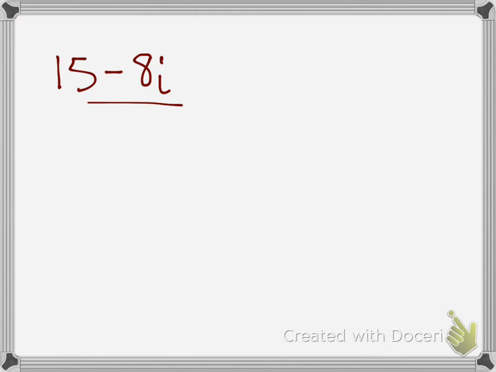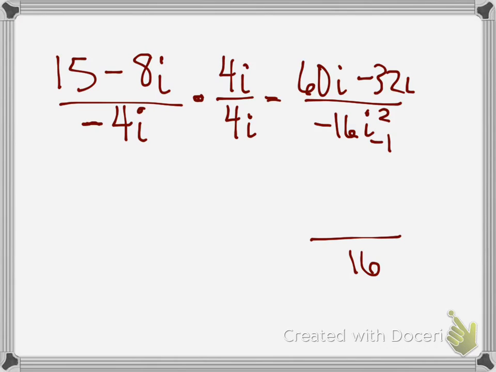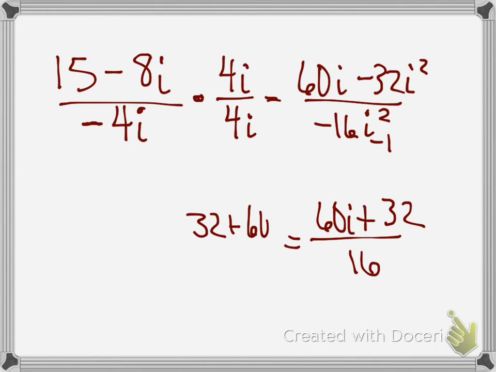So I've got 15 minus 8i over 4i, and I'm going to multiply by a negative 4i. Negative 4i times 4i is negative 16i squared. i squared is negative 1, so I get a positive 16. Okay, then negative 4 times 15 is negative 60i, and negative 4i times negative 8i would be positive 32i squared, which will become negative 32. And again, I want to switch the order because I want the real number first and the i second. And then when I divide by 16, that's a 16.